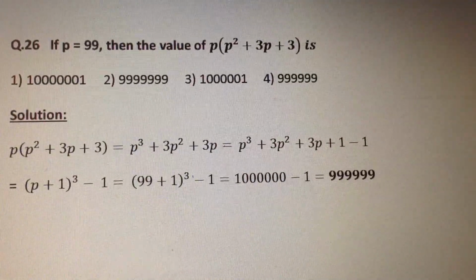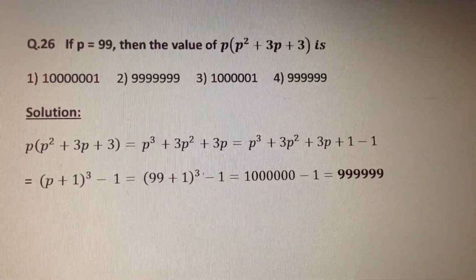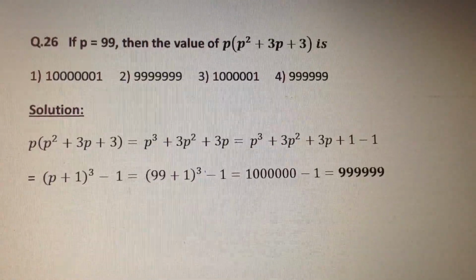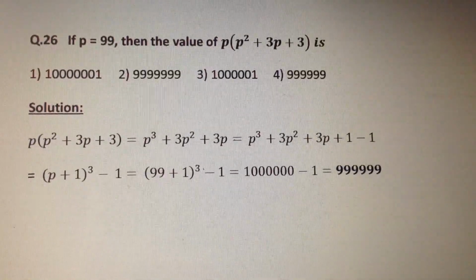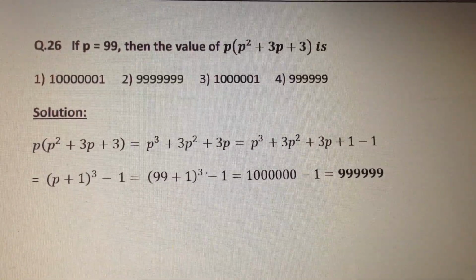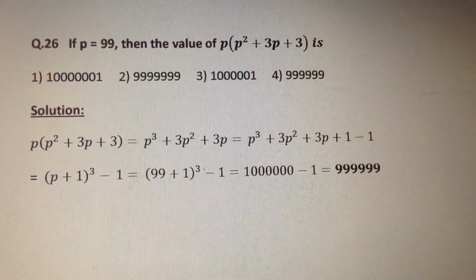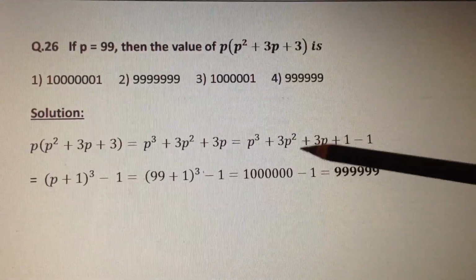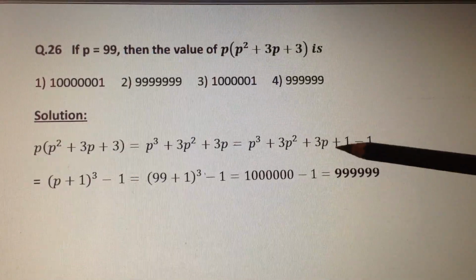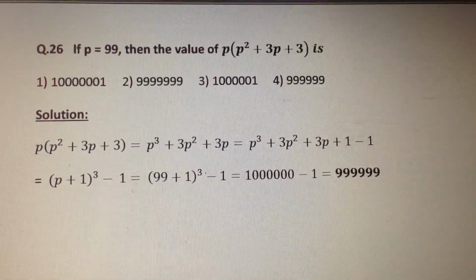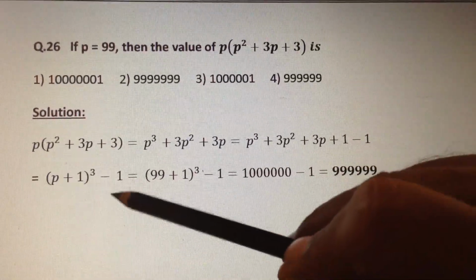Next question. If p is equal to 99, find the value of p into p square plus 3p plus 3. P into p square plus 3p plus 3 is equal to p cube plus 3p square plus 3p. For our convenience, let us add 1 and deduct 1 from the equation. So our equation becomes p cube plus 3p square plus 3p plus 1 minus 1. P cube plus 3p square plus 3p plus 1 is equal to p plus 1 whole cube. So the equation becomes p plus 1 whole cube minus 1.